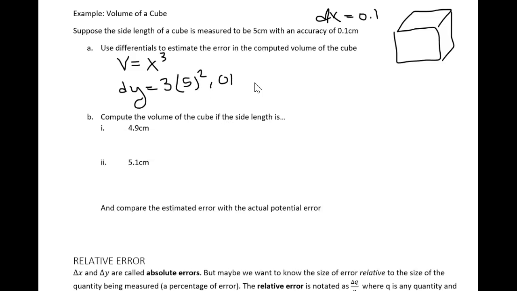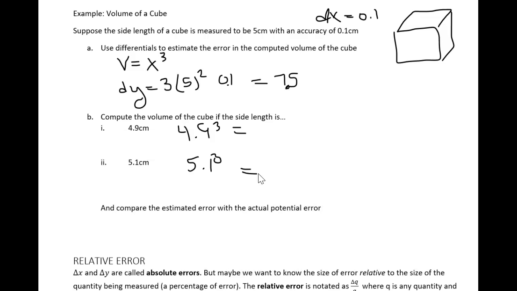So times 0.01. That gives us 75 times 0.01, which is 0.75 from our calculator, which is awfully low. So wait, hold on. Our dx is 0.1, and I wrote 0.01 instead. So let's fix that. 0.1, that makes the error 7.5. Then the next thing we want to do is compare this estimated error with the actual error. If the measurement varies by 0.1 in either direction, that means the sides are 4.9 or 5.1. Well, what's 4.9 cubed and what's 5.1 cubed?